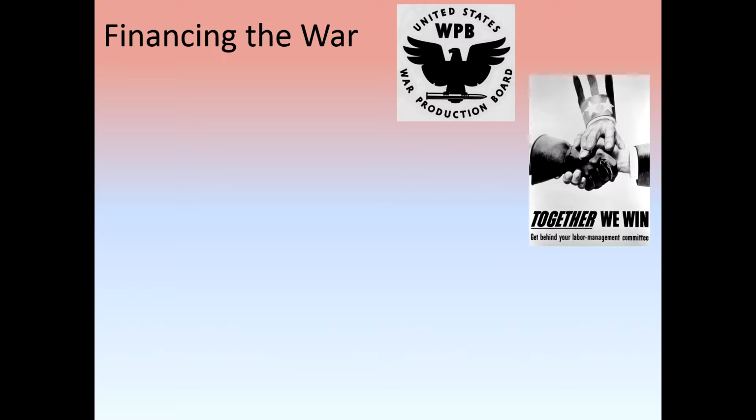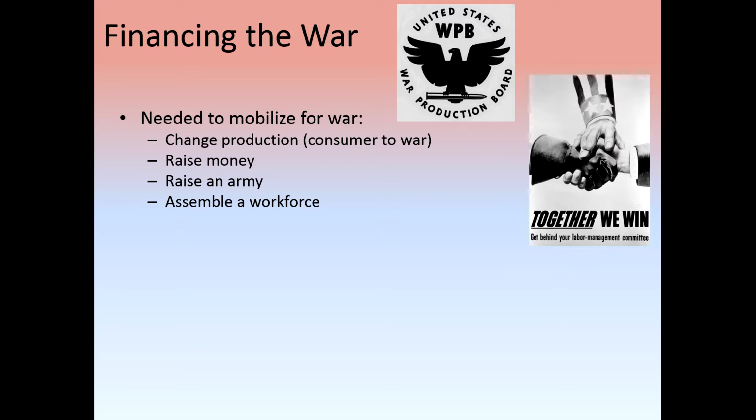All right, so now the U.S. is in this war. So we have to do a few things on the home front in order to organize for victory. So the first is financing the war. How are we going to finance the war? First of all, we need to mobilize. We need to change production, move consumer production to war production instead.